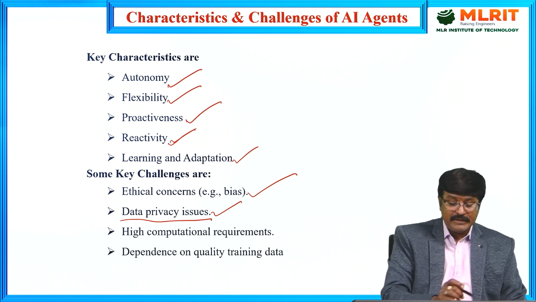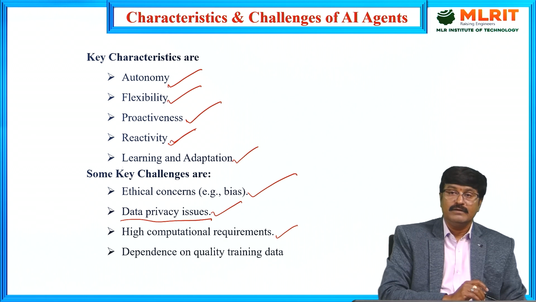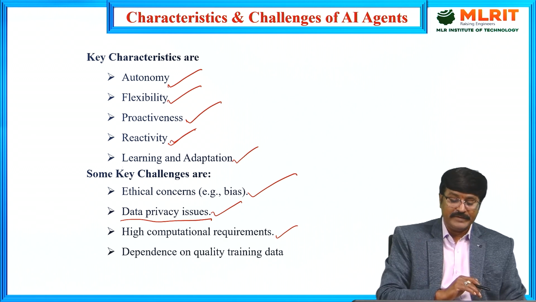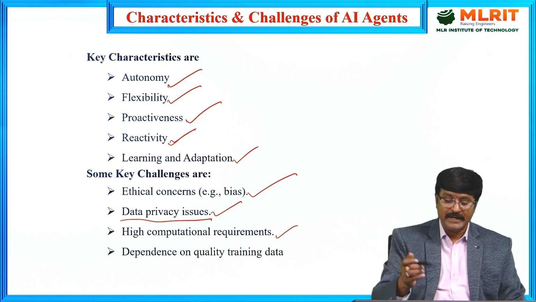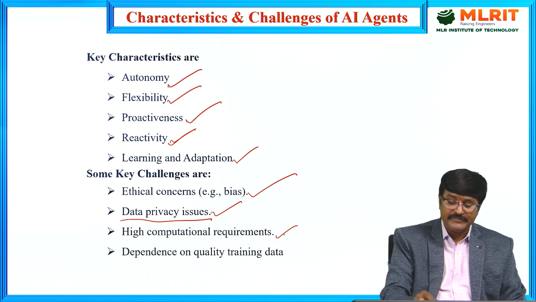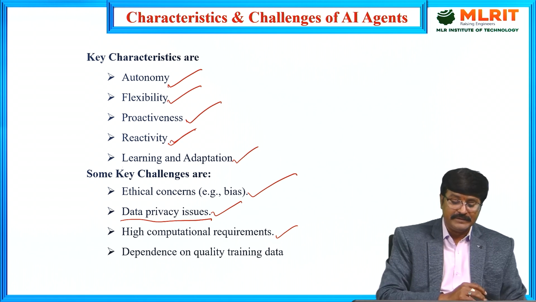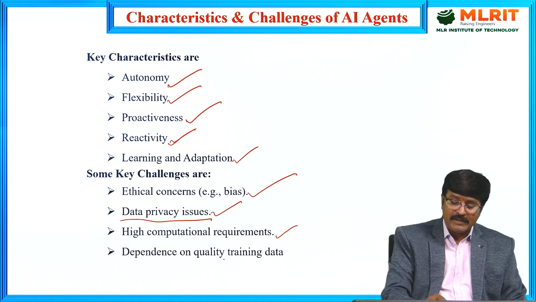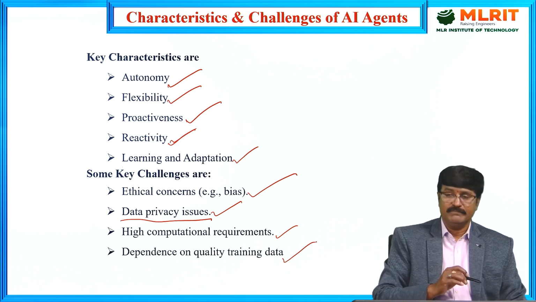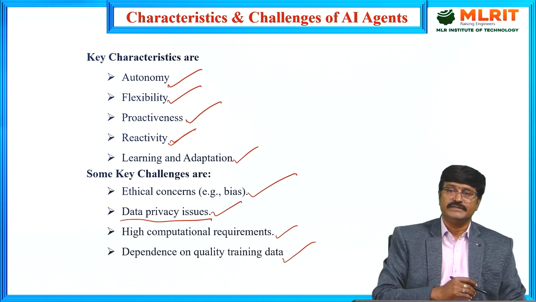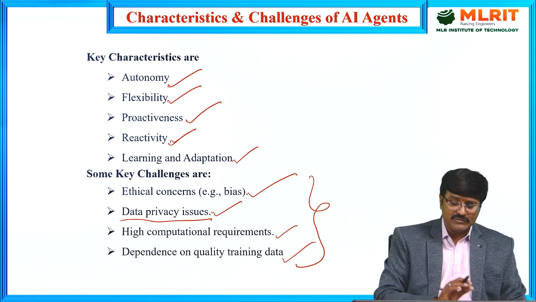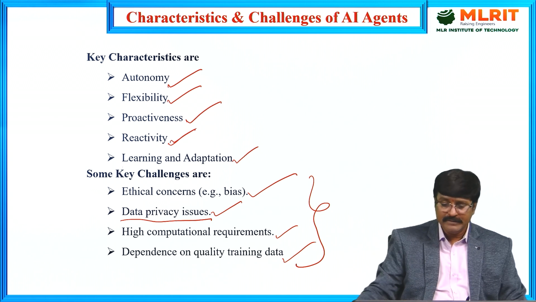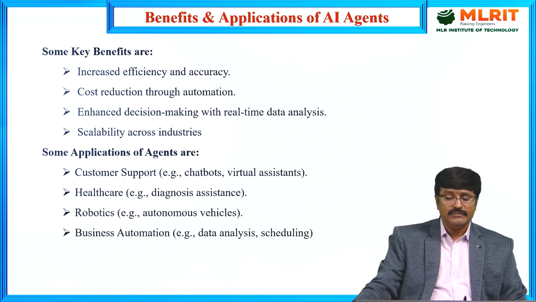And coming to the other one, the high computational requirements we need. High computational machines or devices we need to do the actions, to analyze the things, to take the decisions and to do the actions. So high computational requirements need systems or sensing devices or actuators like this. And dependence on quality training data. How much data you are giving for training, based on that the decision and action is there. So these are the key challenges. Ethical consent is most important, second is privacy is most important. So those challenges you have to keep in mind before designing the things.